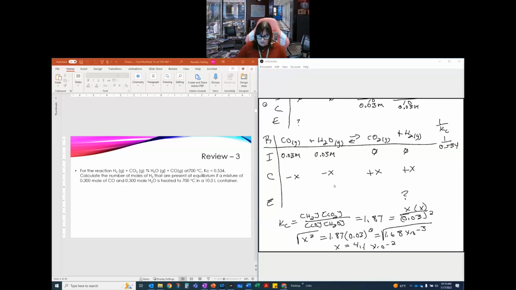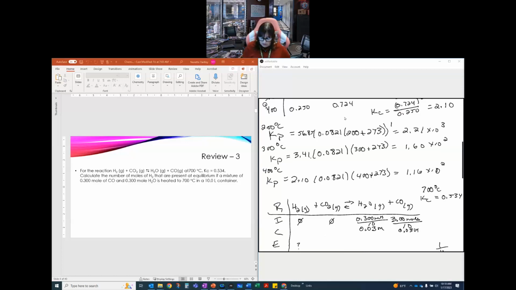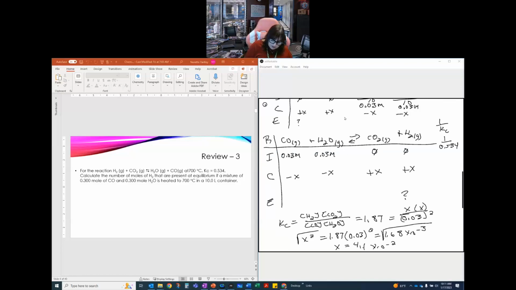Now, could I have done this with this table here? Absolutely, you can. Either you put this in as a positive x and a positive x, and a negative x here and a negative x here, and go about it that way, or you can move it the way that I did. In theory this should be 0.03 minus x, and again 0.03 minus x, but we've made the assumption that x is small, so that's how we solve that. Hopefully there are no questions there.